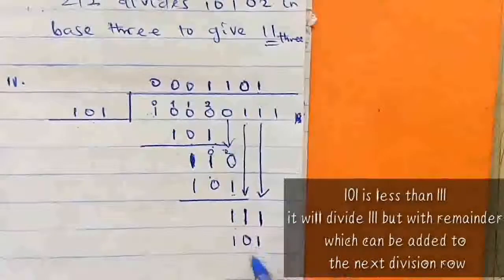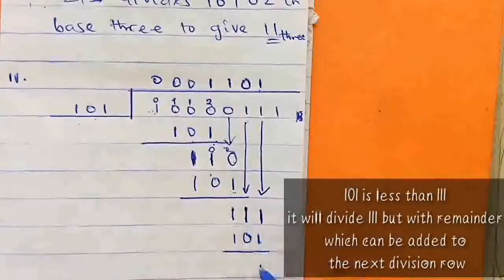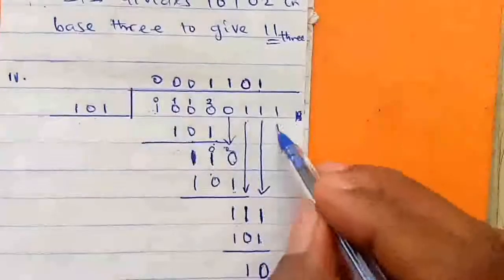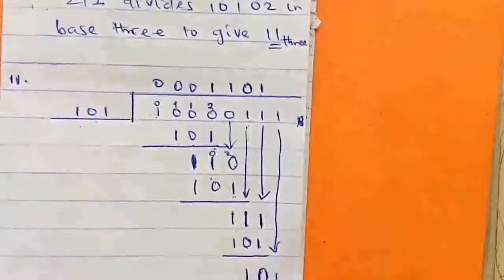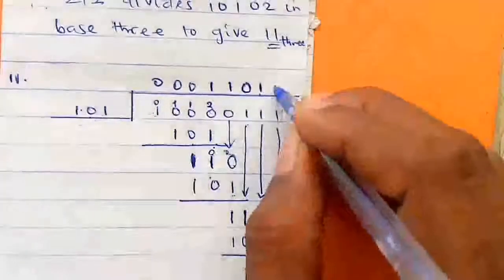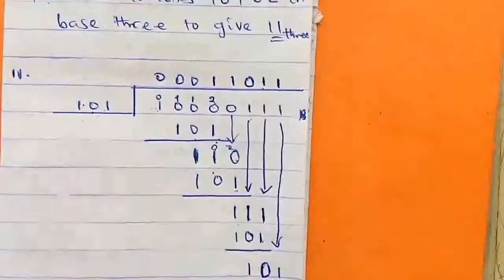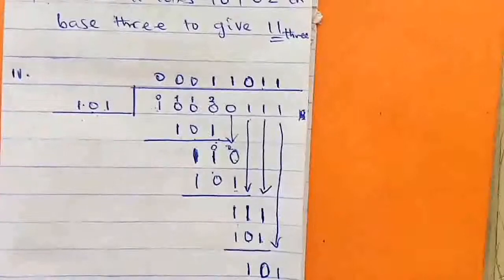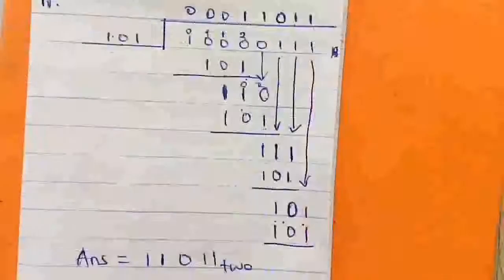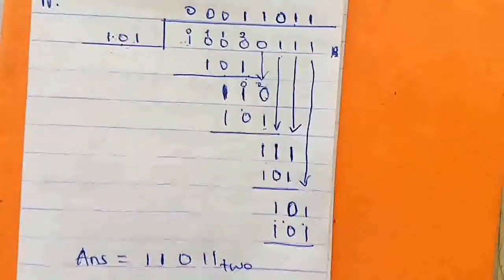1 times this will give us 101. Subtraction, we have 1 minus 1 will give us 0. 1 minus 0 will give us 1. Then we pick up the last value, which is 1. 101 divided by 101 will give us 1. 1 times this will give us 101. Therefore, this is divisible. We are going to have the answer to be 11011 in base 2. Just follow the method. You remember, I'll pick only one digit.